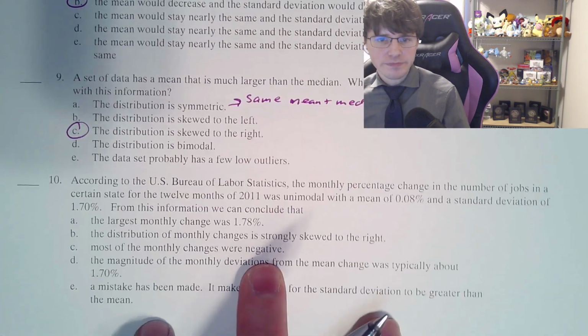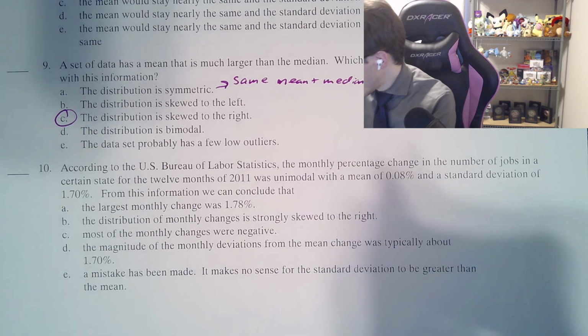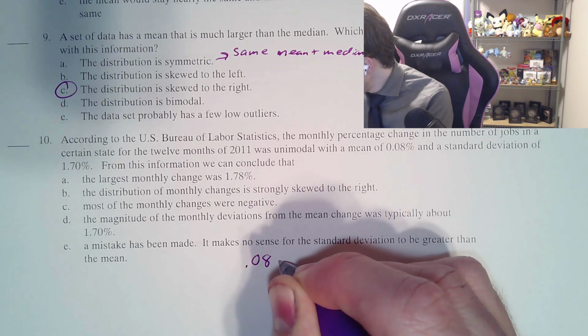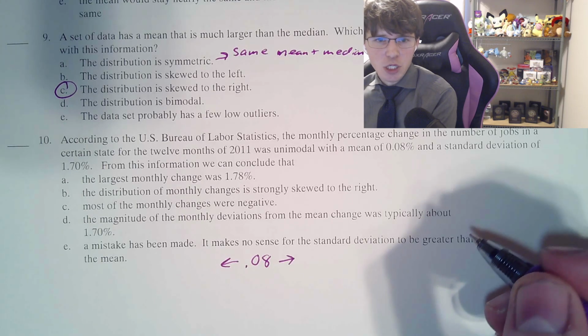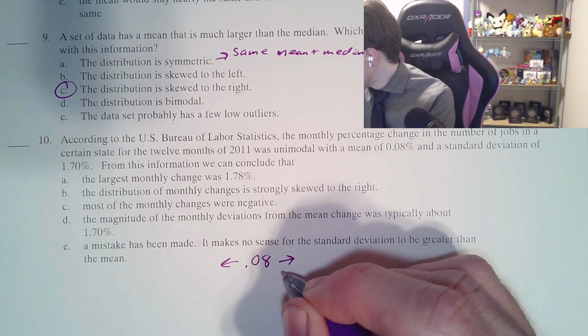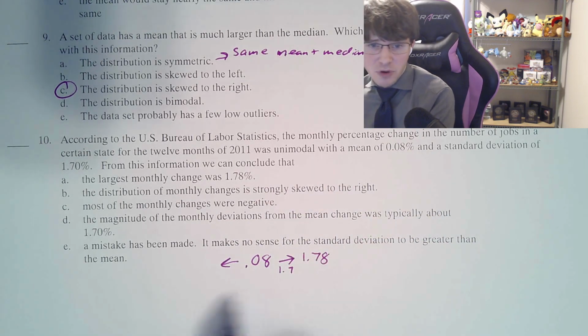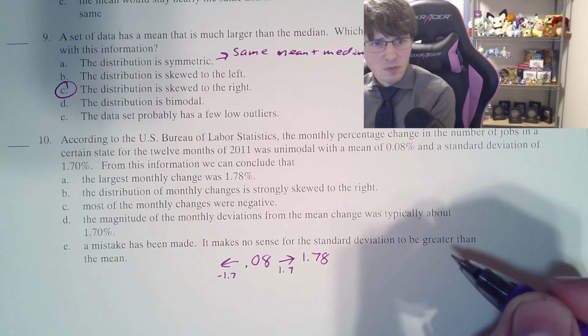Let's move on. Number 10. According to the Bureau of Labor Statistics, the monthly percentage change in the number of jobs over certain states was unimodal with a mean of 0.08 and a standard deviation of 1.7. What that's saying is that you have a center here of 0.08, and your average deviation from the center, or the standard deviation, is around 1.7. So in other words, you're going 1.7 away, so it's going to be 1.78. And if you're going 1.7 in the other direction, that would be like negative 1.7, right?